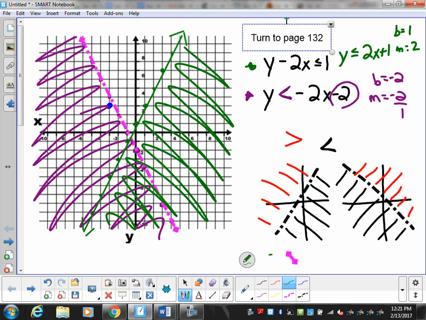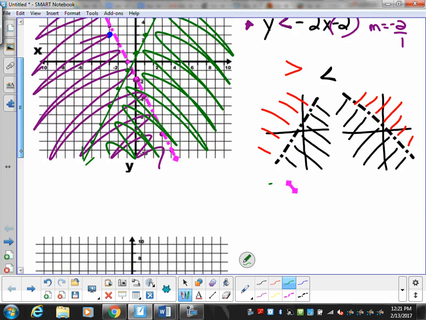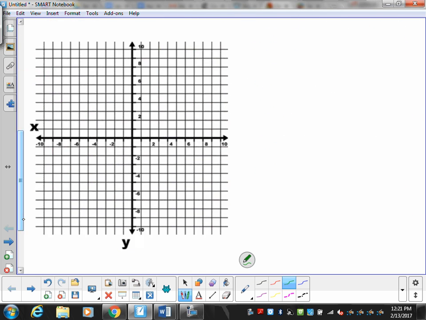Okay. So let's look at the next one. If you haven't done number 4 already, go ahead and let's look at number 4. I'm going to work it up here, but I'll give you just a second to get it written down and started on.